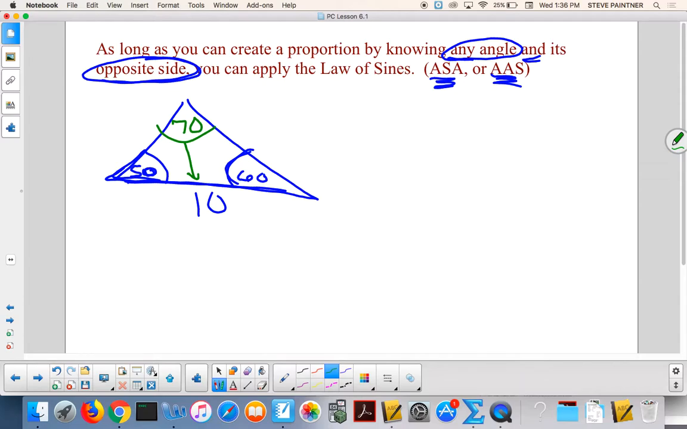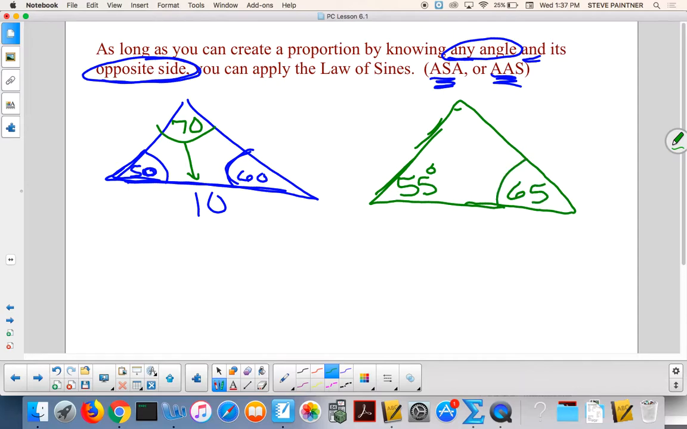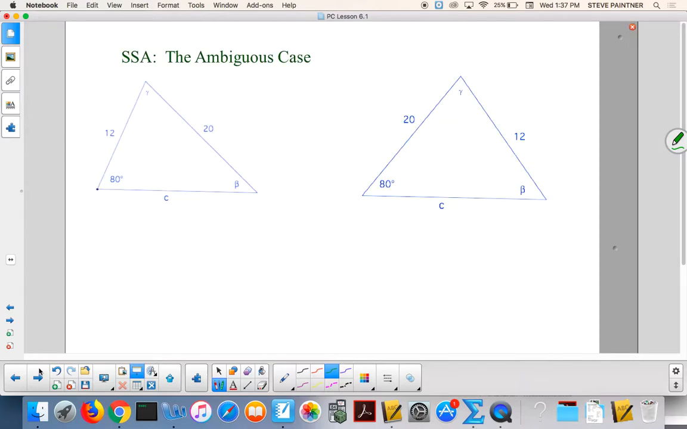If you're given angle, angle, side, let's say 55, okay? And you're given another angle like 65. And then the side is 10. Is this an easy one? Because you know an angle and what? The opposite side. This is an easy one. We just did these two, right? Okay.